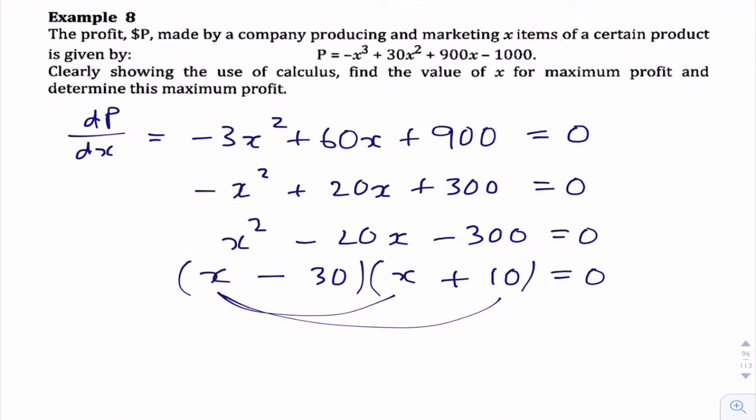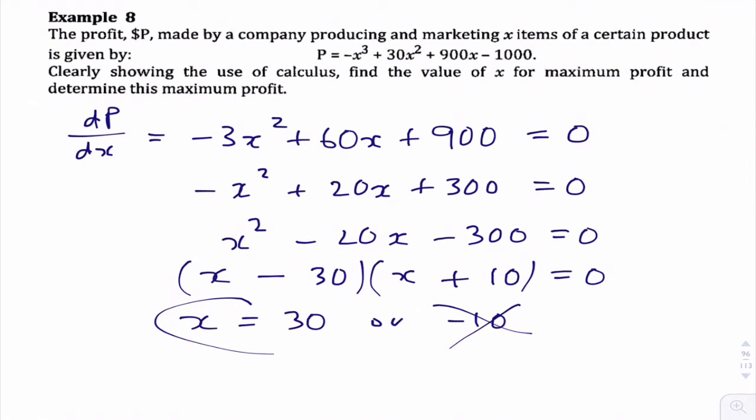x squared plus 10x minus 30x is minus 20. And negative 30 times plus 10 is negative 300. So I've got it. Cool. So x must be 30 or negative 10. Straight away, we can't create negative 10 items, so our answer has got to be x equal to 30.